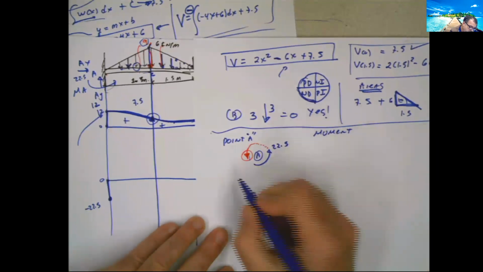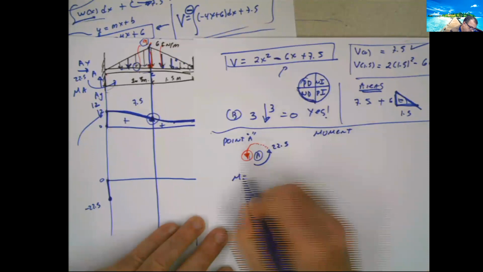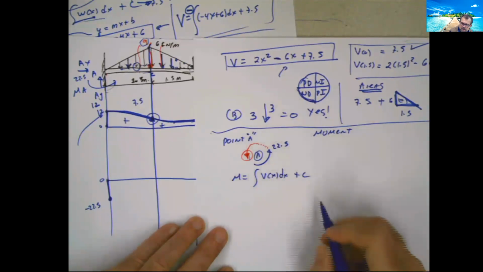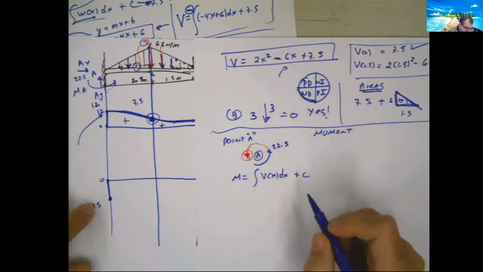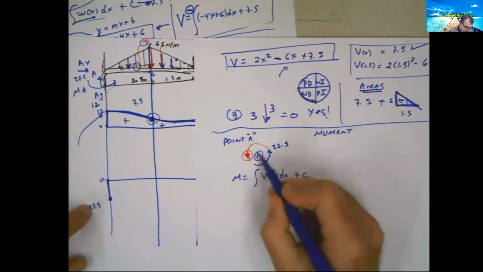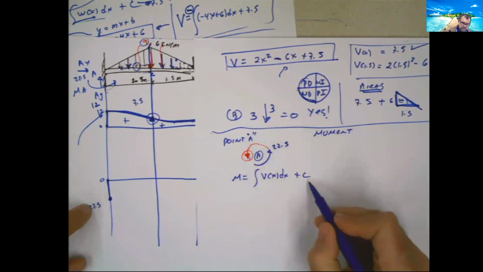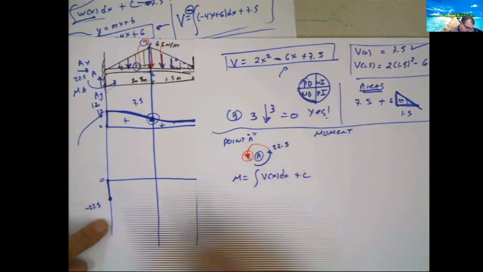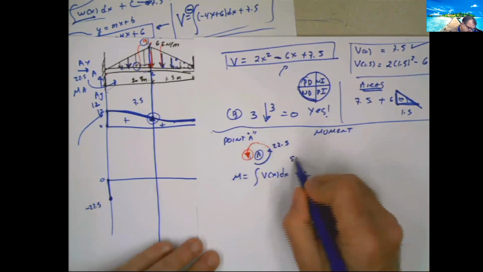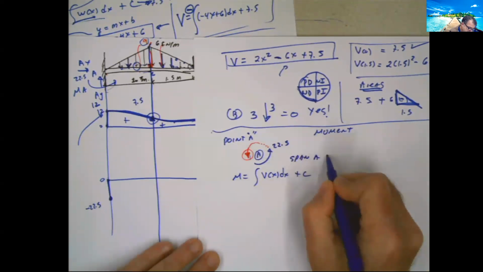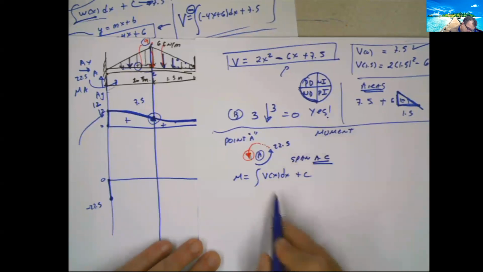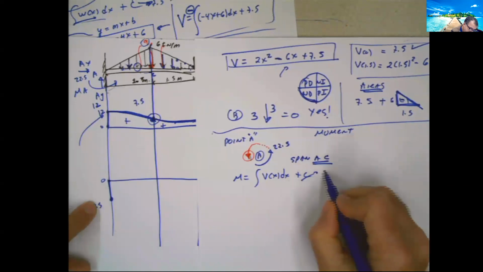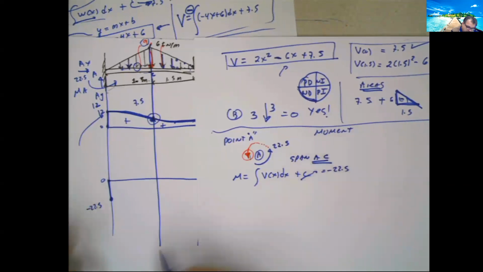If we're using the method of the integrals, then the moment is the integral of the shear plus C. Now, in this case, and this is extremely important, this is what provides you that C. C is the value of the moment at the beginning of the span AC, meaning at A, read from the diagram. So that C is going to be negative 22.5.